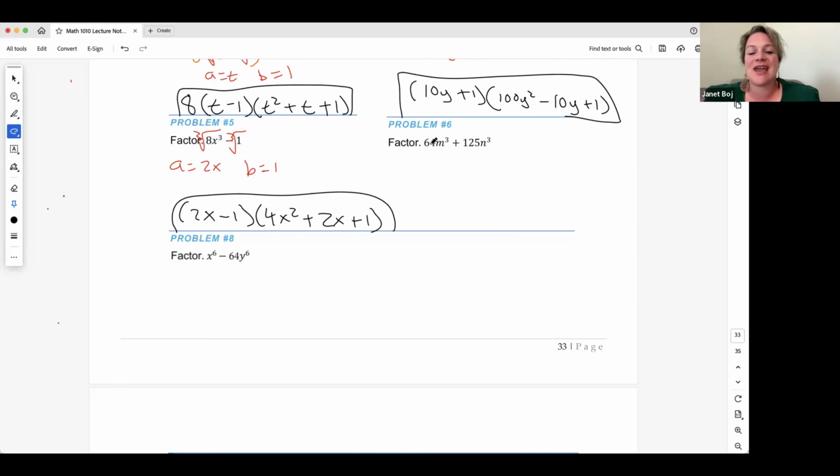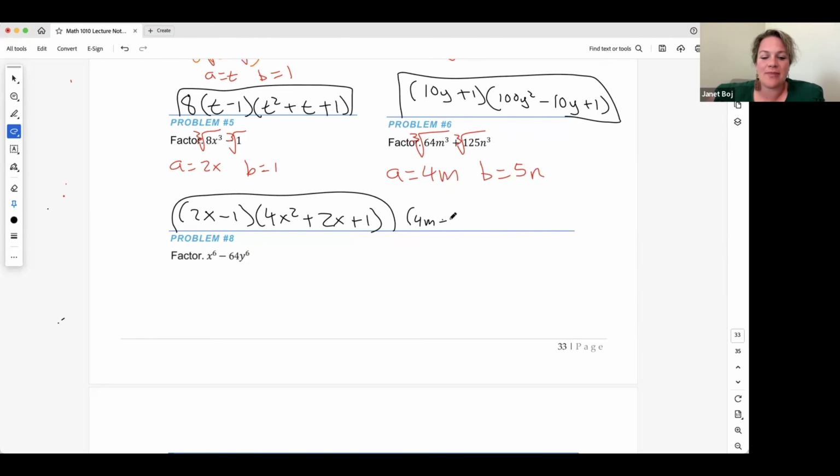Is there anything that I can factor out in problem 6? Nope. So now I notice it's 2 terms, a special pattern, and this is the sum of cubes. So I take the cube root to find a and b. A is 4m and b is 5n. Now I plug it into my pattern.